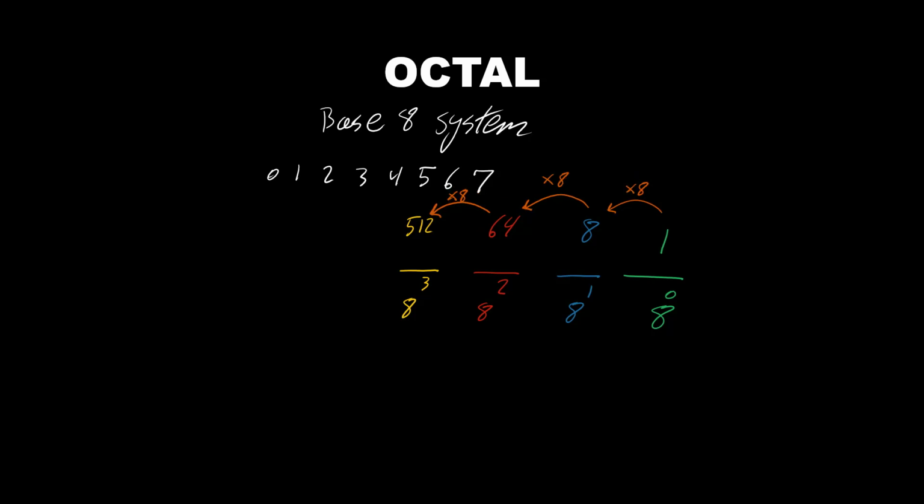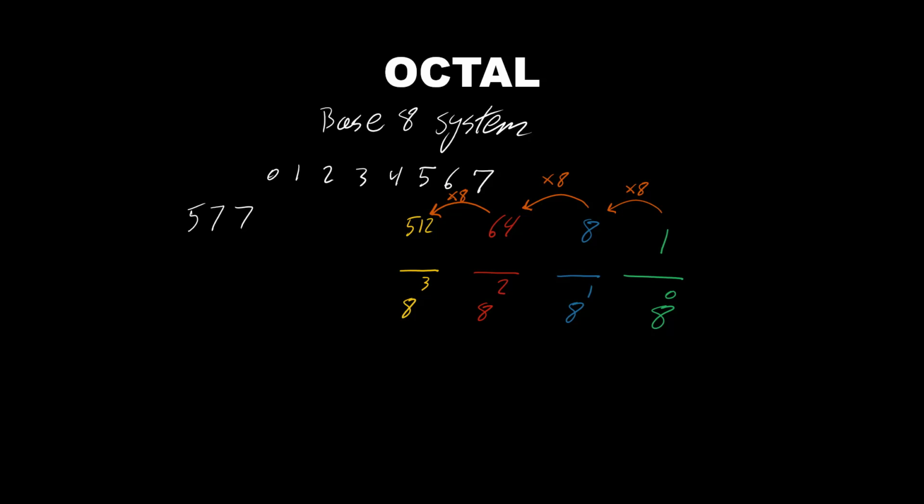So in octal, every time we go to the left, we are multiplying by 8 to get the next place value, as we can see here. Why 8? Because the octal system is a base 8 system. And here we can see place value positions 0, 1, 2, 3, and the base is 8. 8 to the power of 0 is 1, 8 to the power of 1 is 8, 8 to the power of 2 is 64, 8 to the power of 3 is 512.